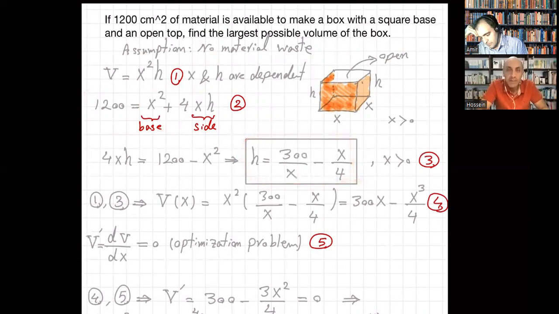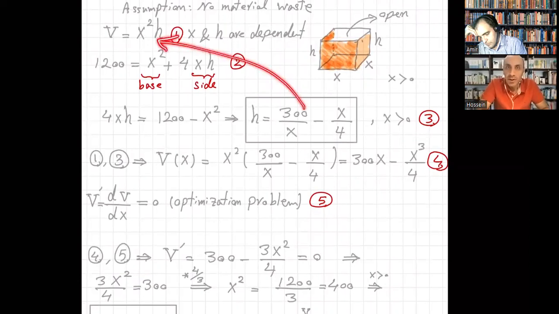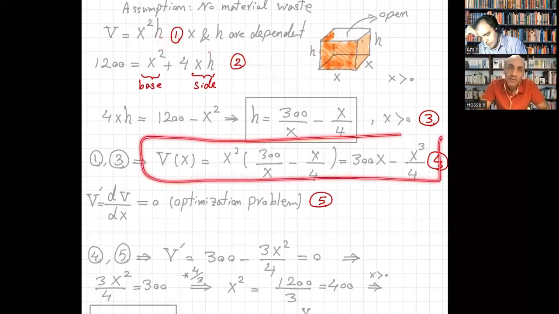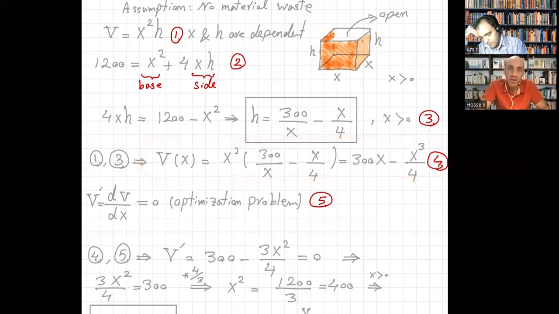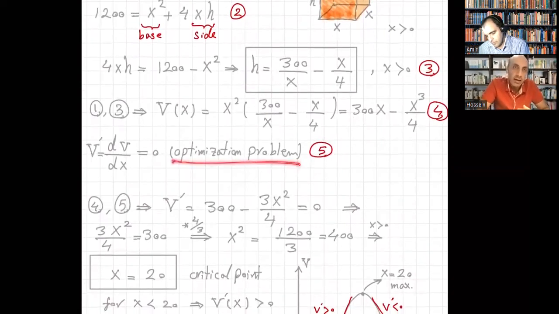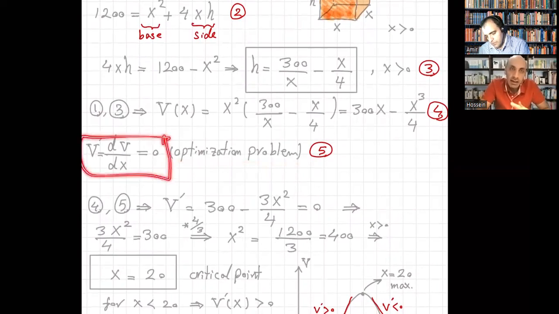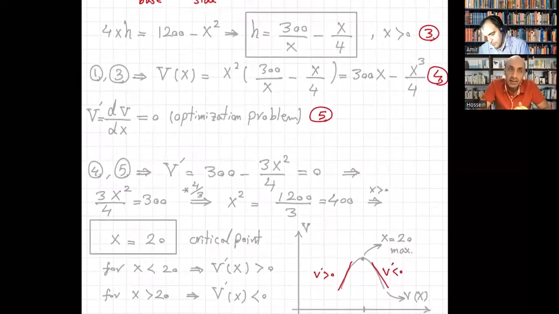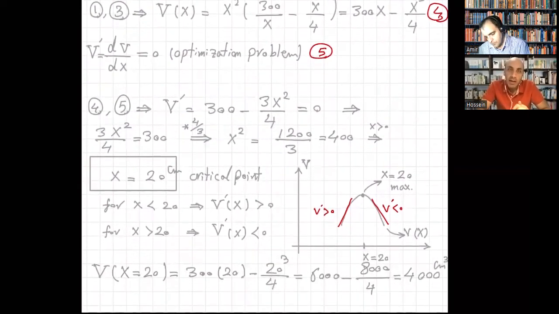Correct, which is shown in the third equation, and you plug that into the first equation, the volume equation, and you find V as a function in terms of x, and you're trying to maximize that function, so you're using the derivative of the volume, as you showed in the fifth equation. And you solved that, and you found that x has to be 20. Then to make sure that this is the absolute maximum, not minimum, basically you look at the value of the derivative of the function for the values of x less than and greater than the critical point x equal 20.